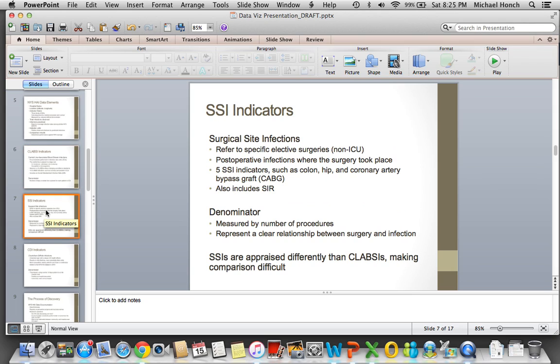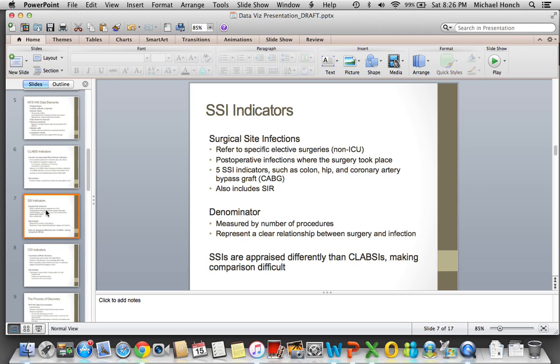The second HAI is the surgical site infection, which refers to specific elective surgeries. These are postoperative infections right where the surgery took place. There are 5 SSIs, like colon and hip, and then one of the SSIs, the coronary artery bypass graft, is further subdivided into chest site and donor site.